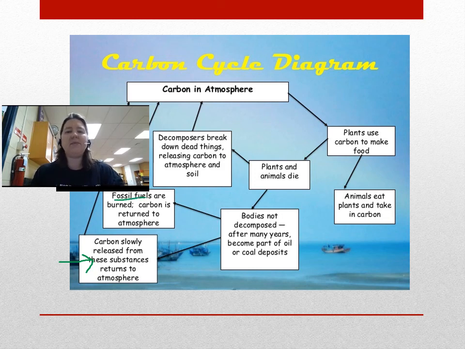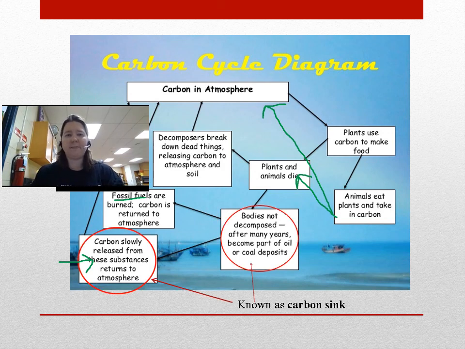So we've got different things that happen in the carbon cycle, and there isn't really a defined path of carbon. It can go in a couple of different ways. It's kind of like a choose your own adventure. Carbon in the atmosphere, plants use that to make food, animals eat plants to take in the carbon. They can also release it back into the atmosphere. Plants and animals die, so then they decompose, we become part of fossil fuels. So there's a lot of stuff.